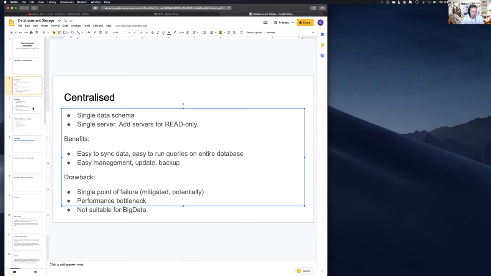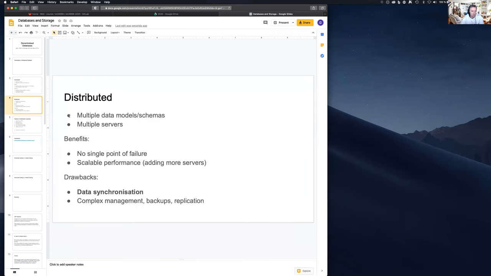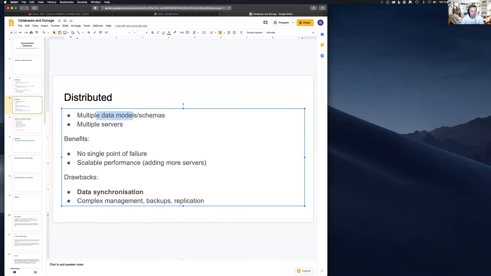Okay, so what's the alternative? Well, the alternative is the so-called distributed model, where I have multiple data models and schemas by design, and I have by design multiple servers which are responsible for those different data models and data schemas.